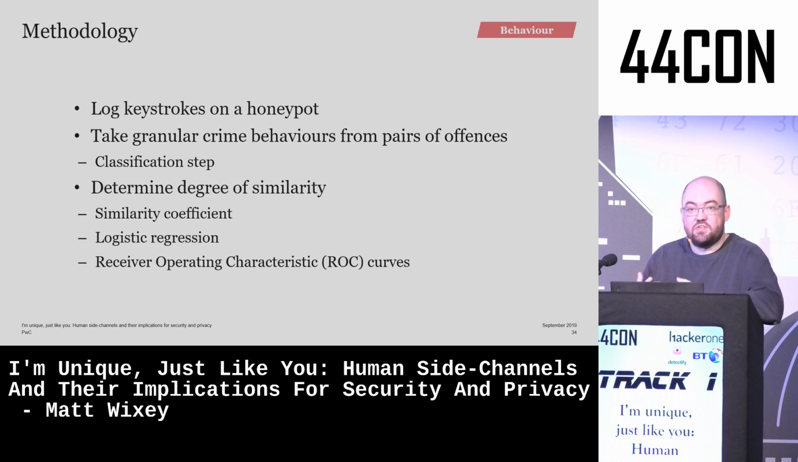So in terms of applying this to cybercrime, a possible methodology would be something like this. You log keystrokes on a honeypot. You take very granular crime behaviors from pairs of offences. You perform classification on them, which I'll come on to. You then determine a degree of similarity, and you do some statistics to work out how similar those two attacks are and whether they might have been perpetrated by the same threat actor.